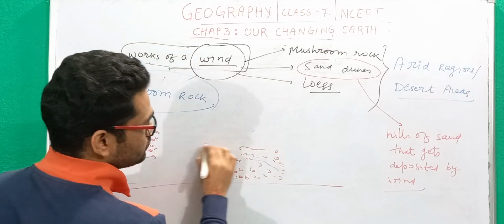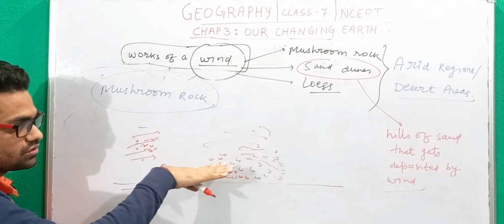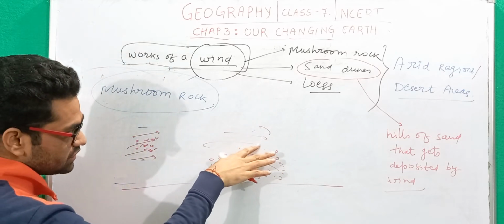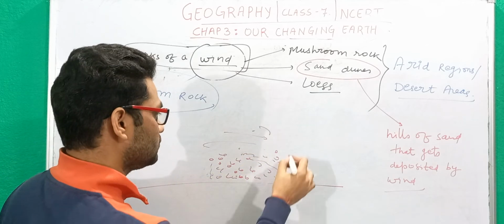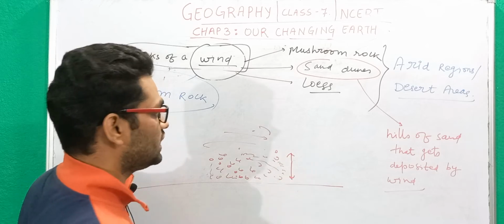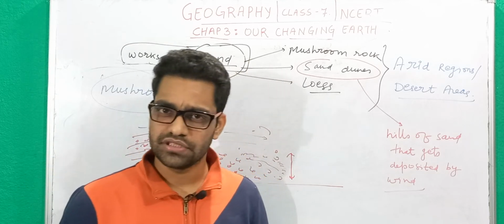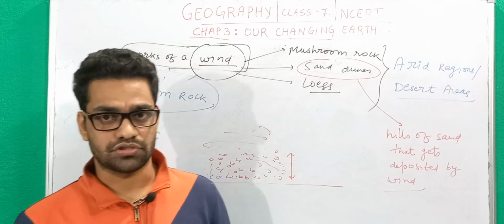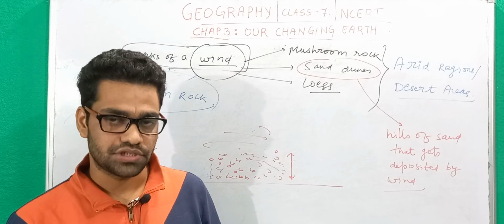Okay, so it is wind, and the wind is causing the fall of these sand particles and the accumulation of these sand particles here. So this type of small hill gets formed, and this type of structure is called a sand dune. Remind you, this sand dune is not a permanent type of structure that you find in a desert. It is a temporary type of structure.